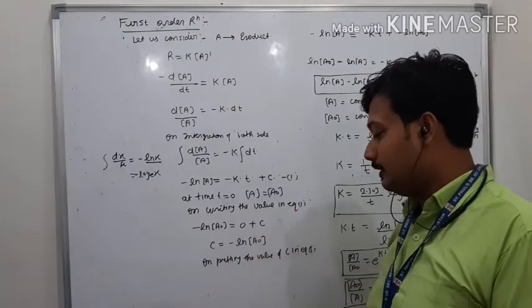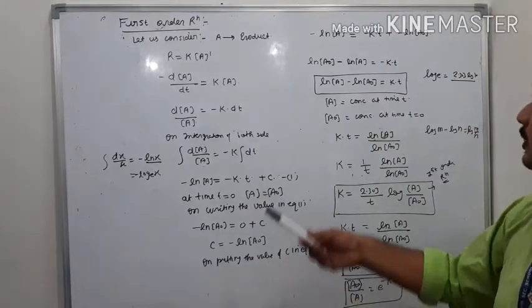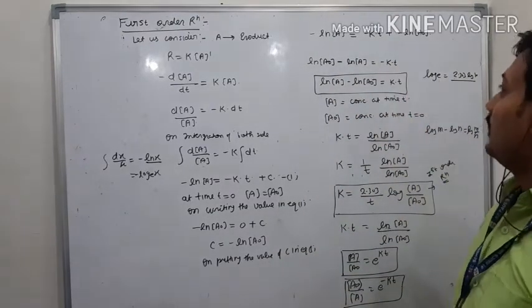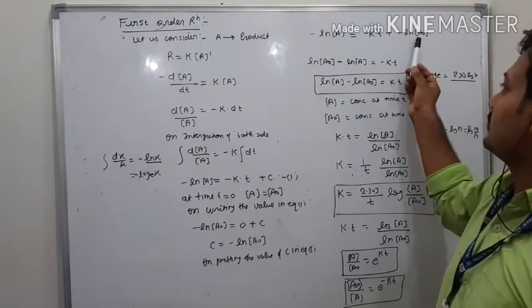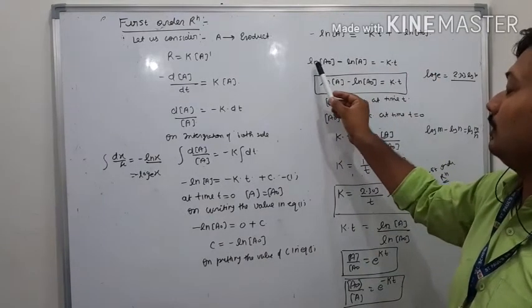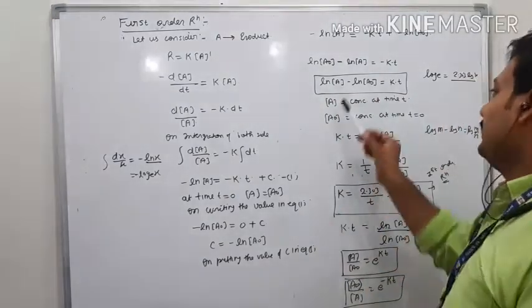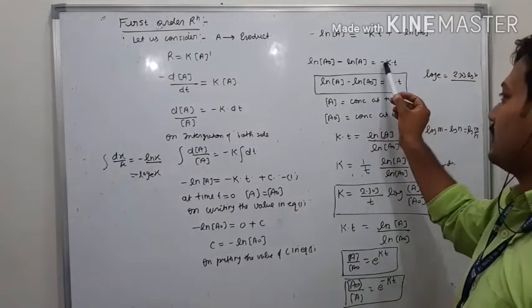C is equal to minus ln a naught. I'll put in the value in equation number one. So when we put the value, minus ln a is equal to k into t plus minus ln a naught. On taking this ln a naught to this side, we get minus ln a naught minus ln a is equal to minus k into t. So here ln a minus ln a naught is equal to k into t, because this minus will move from here.